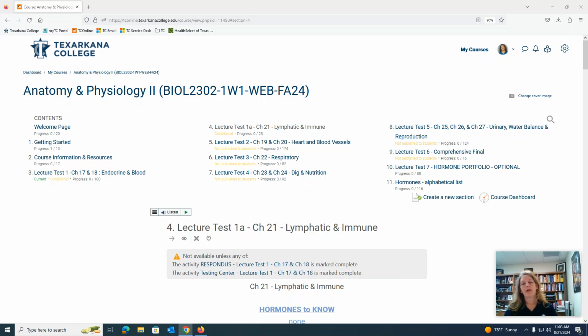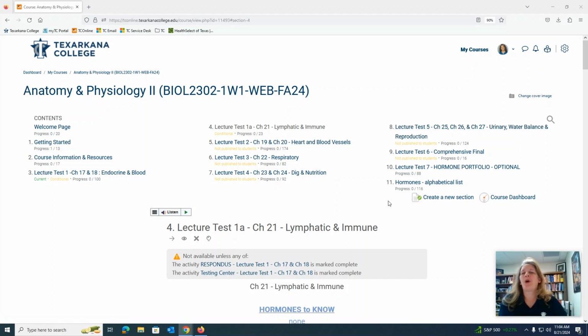Hello. I wanted to come on and have you guys take a look at chapter 21 real quick. This is the unit that y'all are fixing to start now. It's going to be on this page. I'm already on that page for Moodle. So, I'm on the lymphatic and immune system.